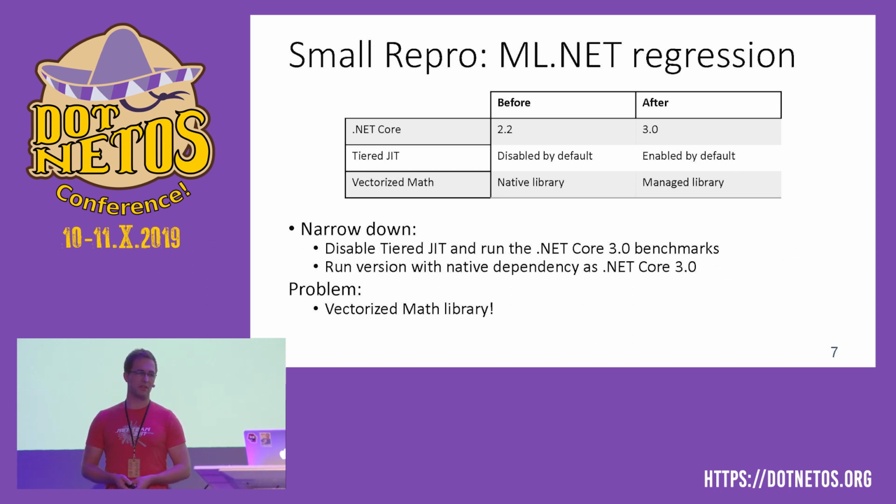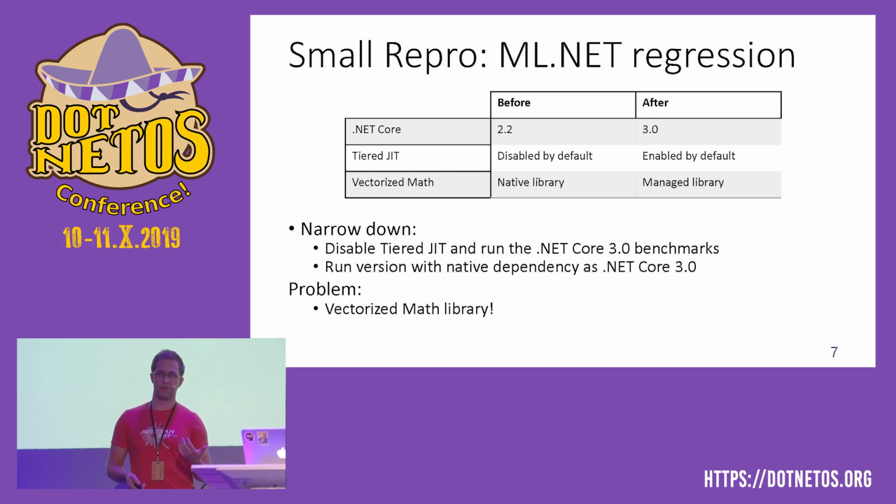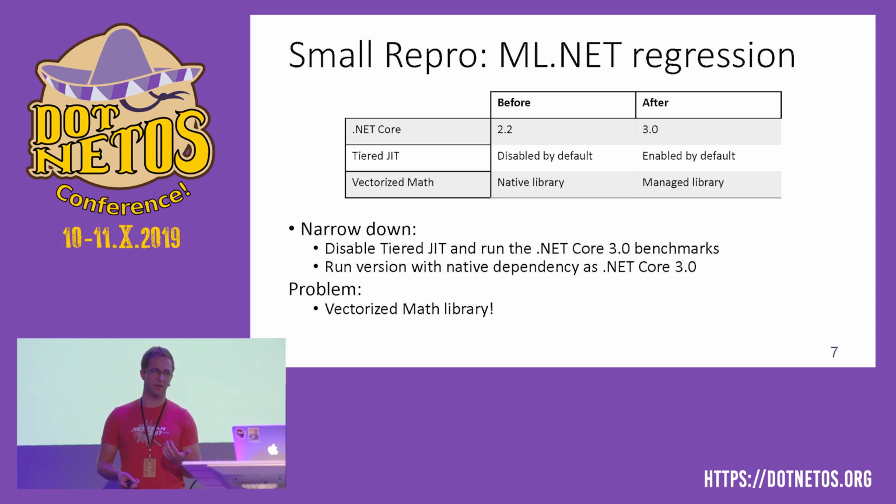The next step is to prepare a small repro case and try to narrow down the problem. As an example, I'm going to talk about a thing I was profiling a while ago. As you know, .NET Core 3.0 introduces new APIs for vectors, so-called intrinsic APIs. We implemented a managed library that uses them, and we have a target framework to ML.NET. The new version, which was using .NET Core 3.0 and the managed API, was slower than the .NET Standard implementation, which was calling a native math library.